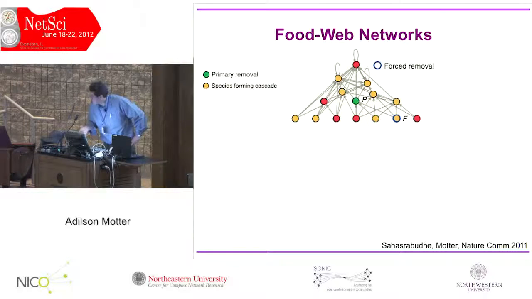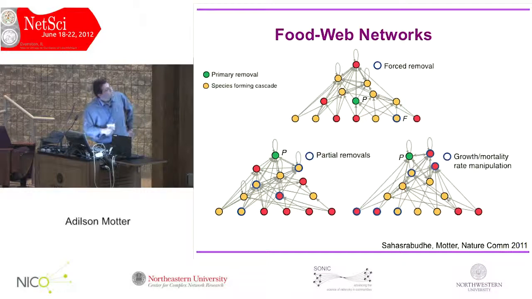Of course, these are just toy examples. In fact, you would not think about removing a species. There are other smarter things that you can do. You can consider partial removals, or you could consider the reduction of growth rate in the case of primary producers, or the increase of mortality rate in the case of other species. In these examples here, all the secondary extinctions would be prevented by doing so.